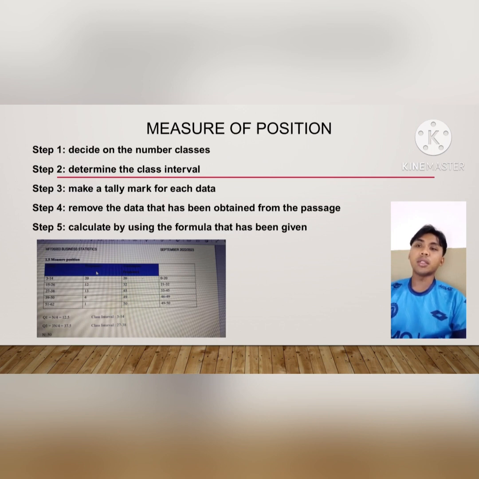I have two scopes of work: measure of position and the shape of data distribution. First of all is measure of position. I have 5 steps. Step 1, decide on the number of classes. Step 2, determine the class interval. Step 3, make a tally mark for each data. Step 4, remove the data that has been tallied from the pages. The last part, step 5, is to calculate using the formula that has been given.